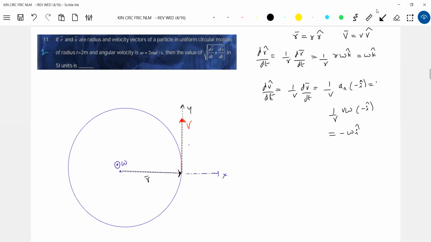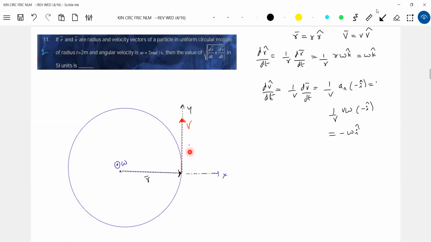So in fact, dr bar by dt is what you're going to write. You mean to say, sir, why don't you write this as v j cap? Am I right? I think that's your question. Sir, why don't you write v j cap? So then further, v you can write as a magnitude r omega, then omega j cap will come. R omega, omega j cap.